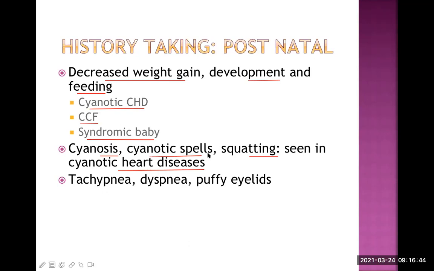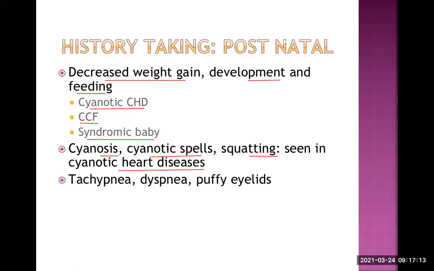Now, cyanotic spell means on and off cyanosis. In between, the baby is not that cyanotic, or maybe only a little bit cyanotic, but during a cyanotic spell, he is totally blue. This occurs when pulmonary stenosis becomes more. And there are certain situations where pulmonary stenosis becomes more, like if the baby is agitated or afraid. That is an important condition.